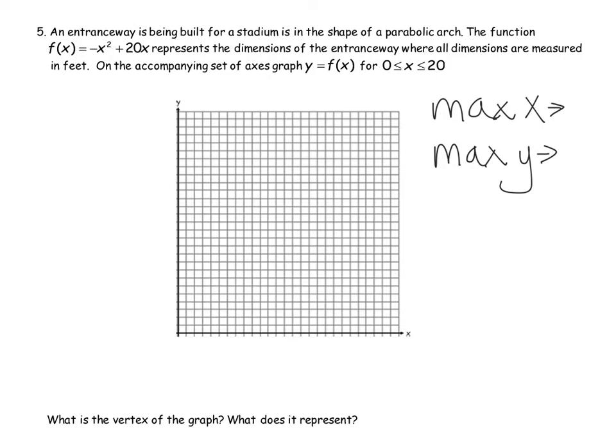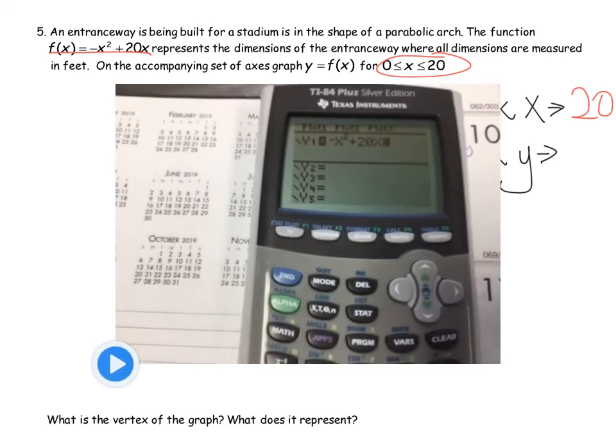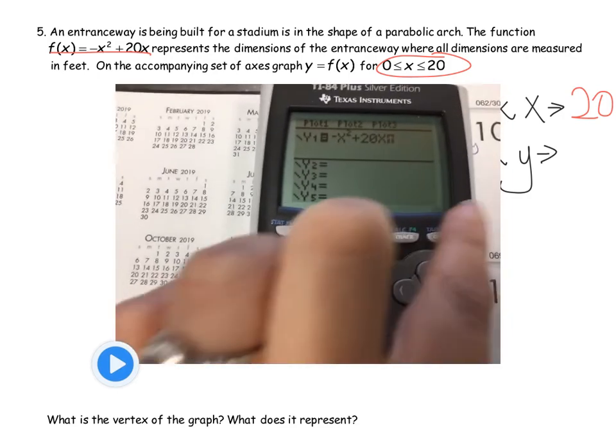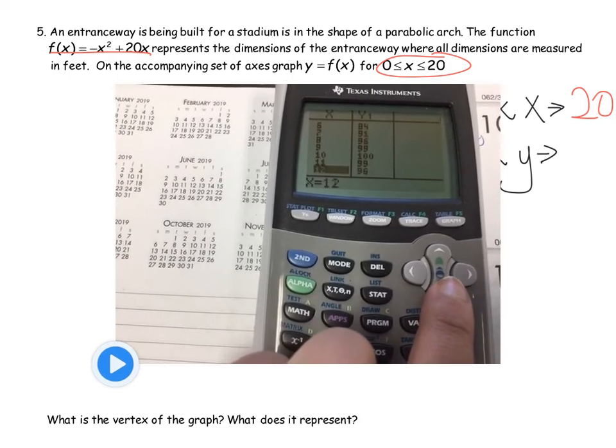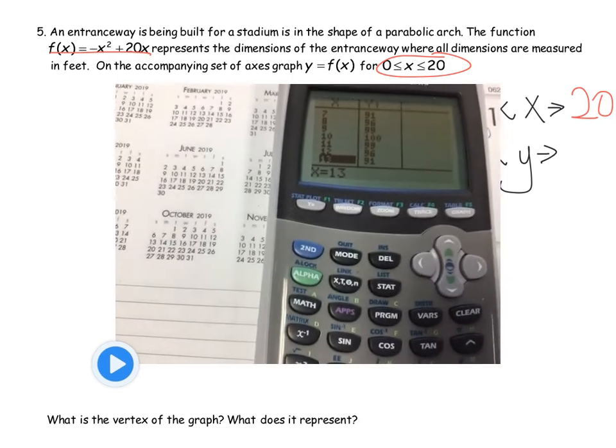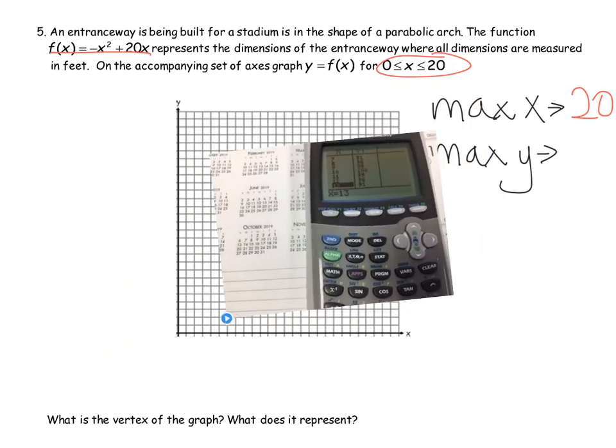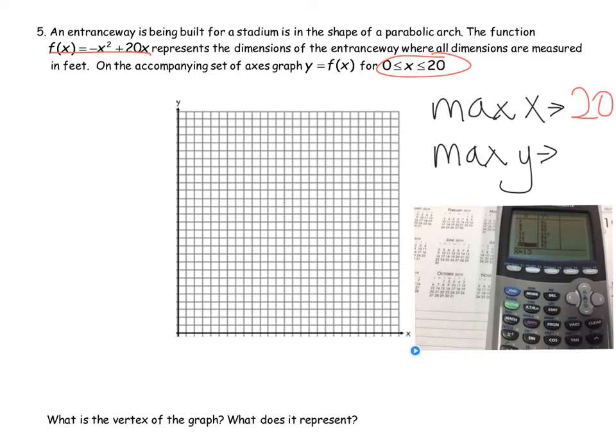An entranceway is being built for a stadium and is in the shape of an arch. The function represents the dimensions of the entranceway where all dimensions are measured in feet. On the accompanying set of axes, you're going to graph the function for 0 to 20. So that means my maximum x value is 20. Let's find what the maximum y value is by putting this into our calculator. Here we have it in the calc. We're going to look at our table. We want to see what the highest y value is going to be. Oh, we found it. It's 100. So that's going to be our y maximum.